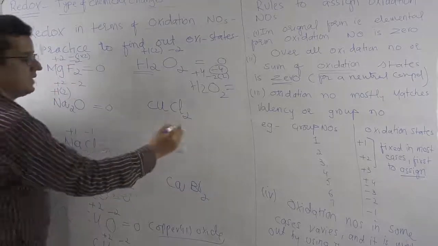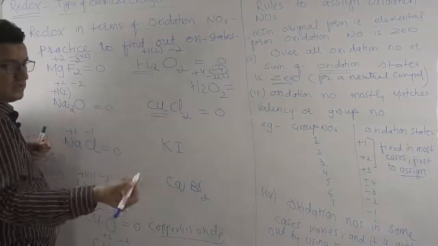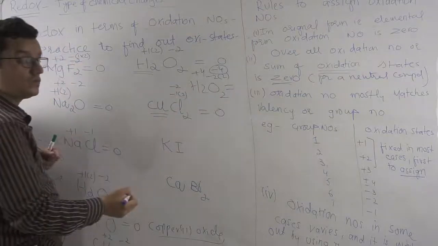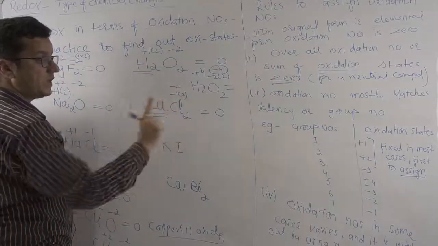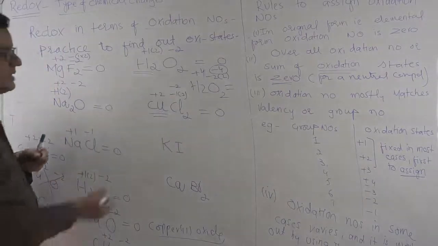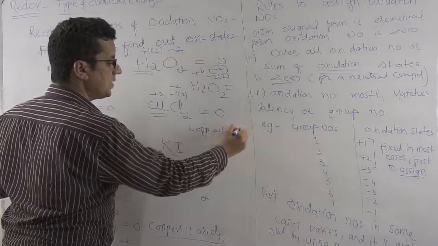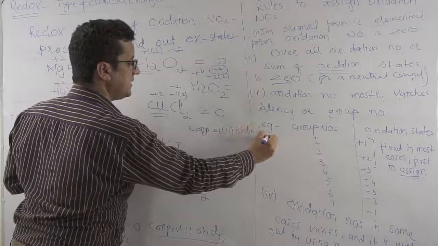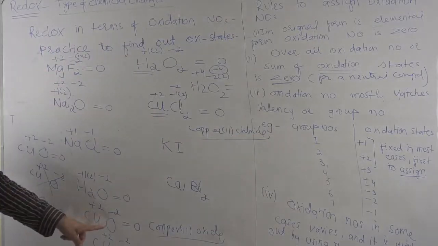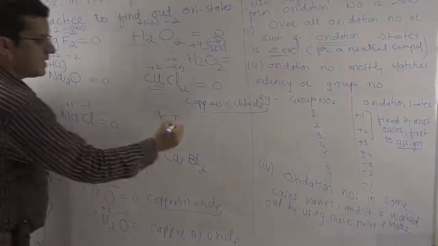Look at copper chloride. Overall oxidation number is 0. I said transition element, we don't know, but we know group 7 is -1 into 2, making -2. 2 chlorine atoms -2, 1 chlorine atom -1, copper +2. Because copper is a transition element, you can write it as copper(II) chloride. Normally it is a stable compound, but copper oxide can be copper(II) oxide, black in color, or copper(I) oxide.